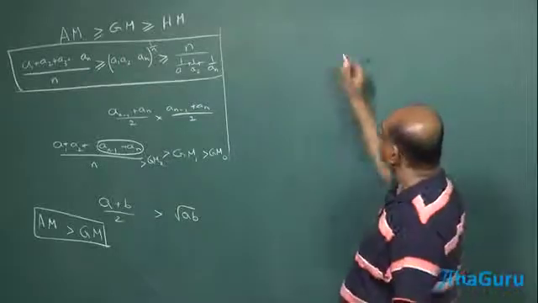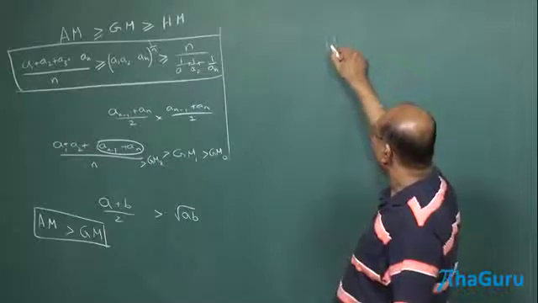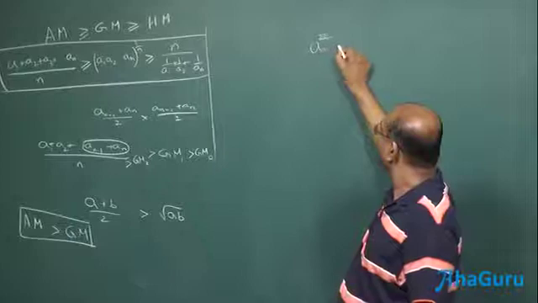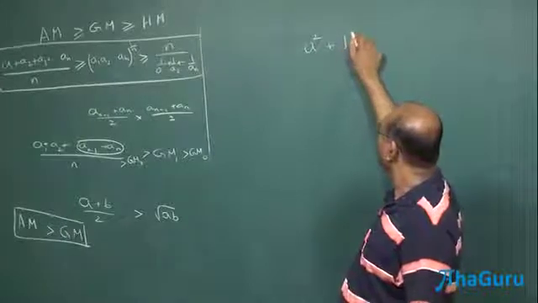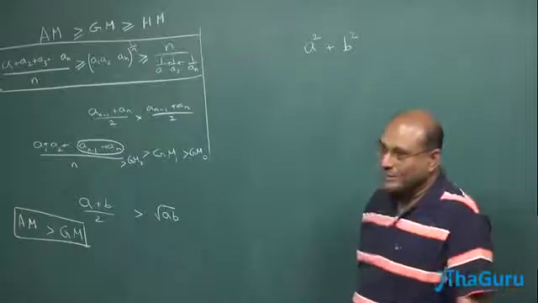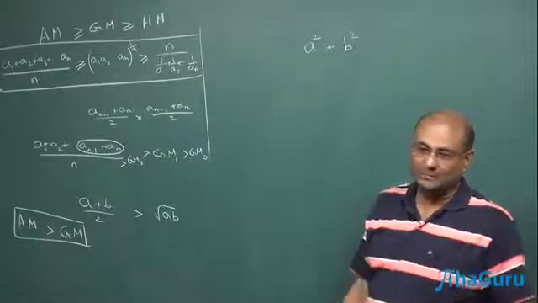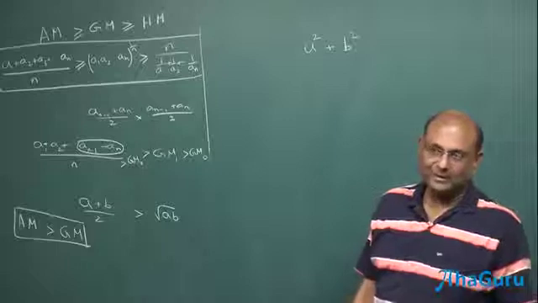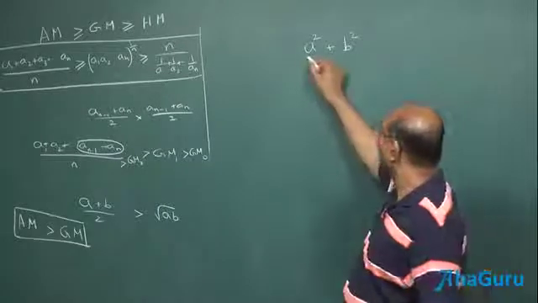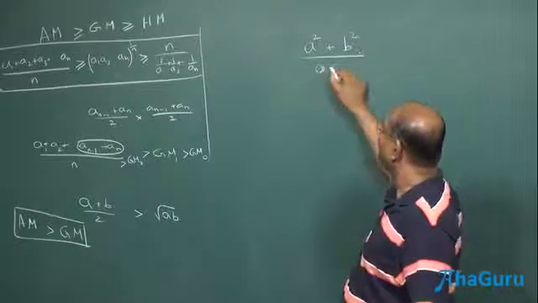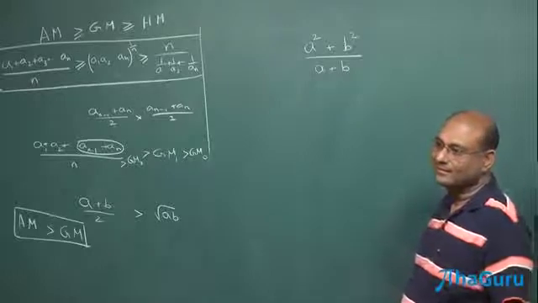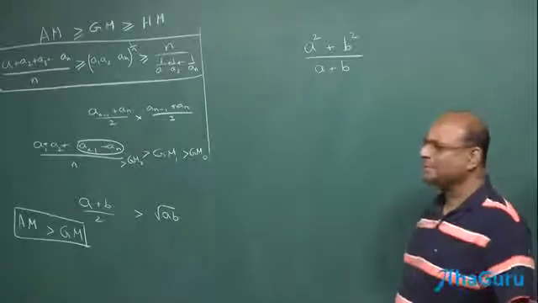For example, suppose I had a square plus b square. Now usually when you do a square plus b square, you will want to do arithmetic mean by saying what? By 2. But I am not going to do that. I am going to write by a plus b. How did I get by a plus b? And I am claiming this is arithmetic mean.